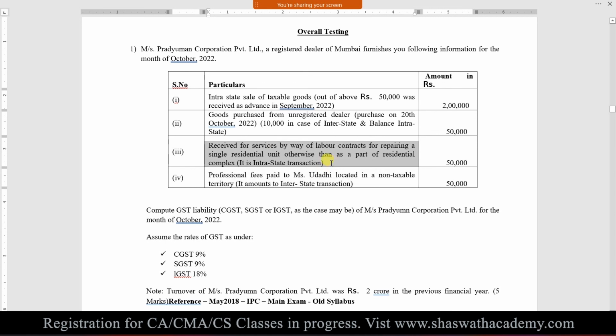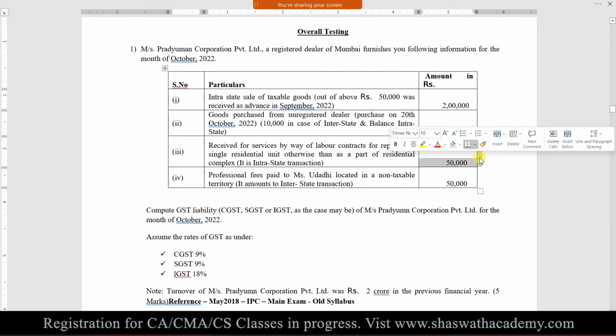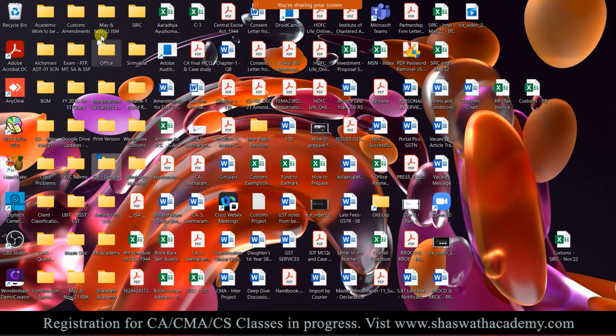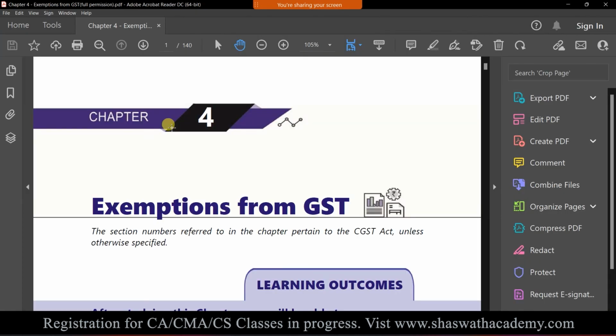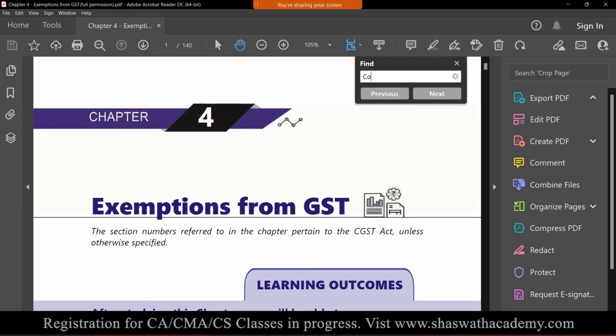Only if the pure labor contract is for the original works, that means fresh construction of a single residential unit, that is exempt. That means this figure is not exempt, taxable. My dear brothers and sisters, can you quickly confirm? Everybody, come with me. Have a look at the ICAI material. Even if it is final, it doesn't matter. Have clarity in your preparation.